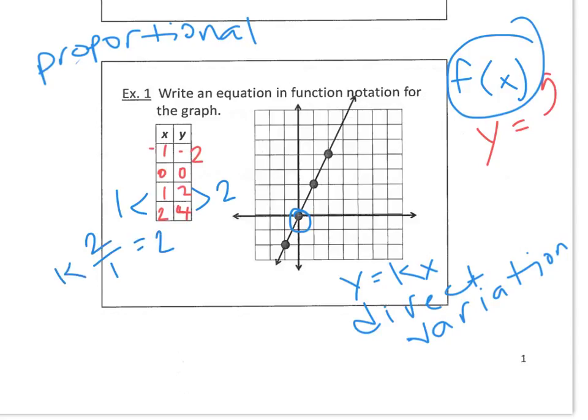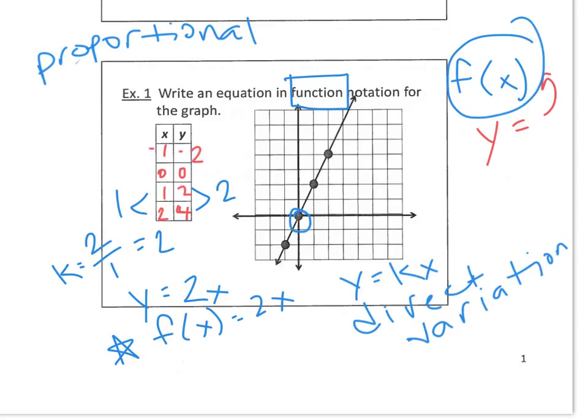So our k equals 2. So if I was to write that as an equation, I would write that as y equals 2x, or f of x equals 2x, because remember, it told us to write it in function notation. So this is the function notation right here. Remember, it's passing through the origin, which is why it is a direct variation and proportional.